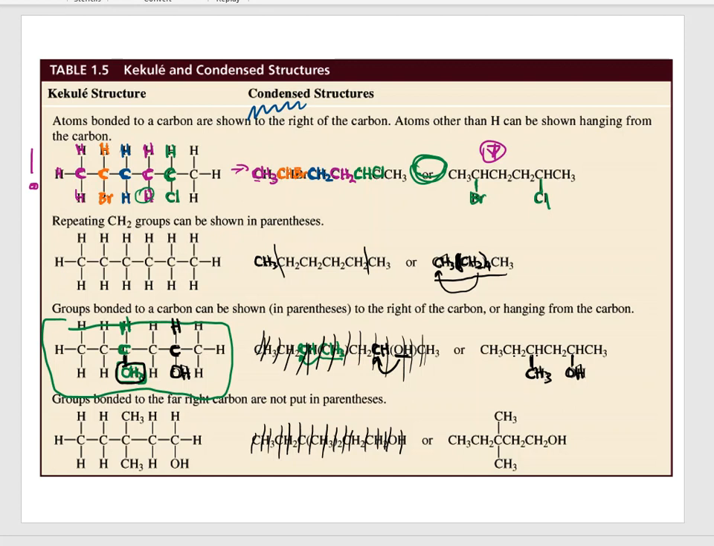So two versions of condensed. You pick out which one you like the best. I prefer the ones over on the right-hand side of these examples and not the ones in the middle, okay? So that's the story with condensed structure and Kekulé structure and why we have them.